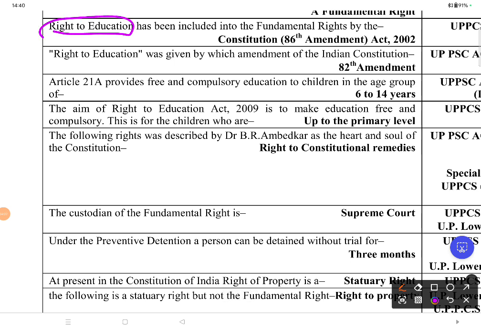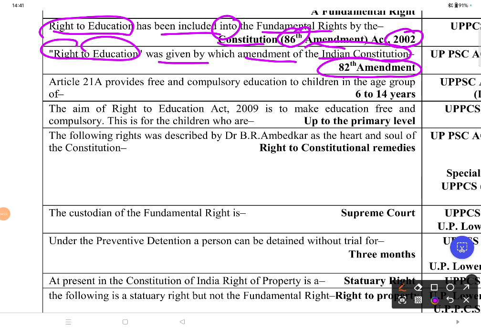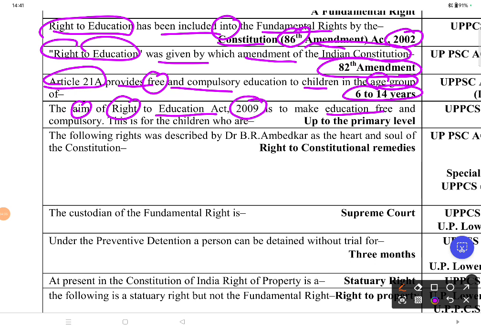Right to education has been included into the fundamental rights by the Constitution 86th Amendment Act 2002. Right to education was given by which amendment of the Indian Constitution, that is 82nd Amendment? Article 21A provides free and compulsory education to children in the age group of 6 to 14 years. The aim of Right to Education Act 2009 is to make education free and compulsory. This is for the children who are up to primary level.